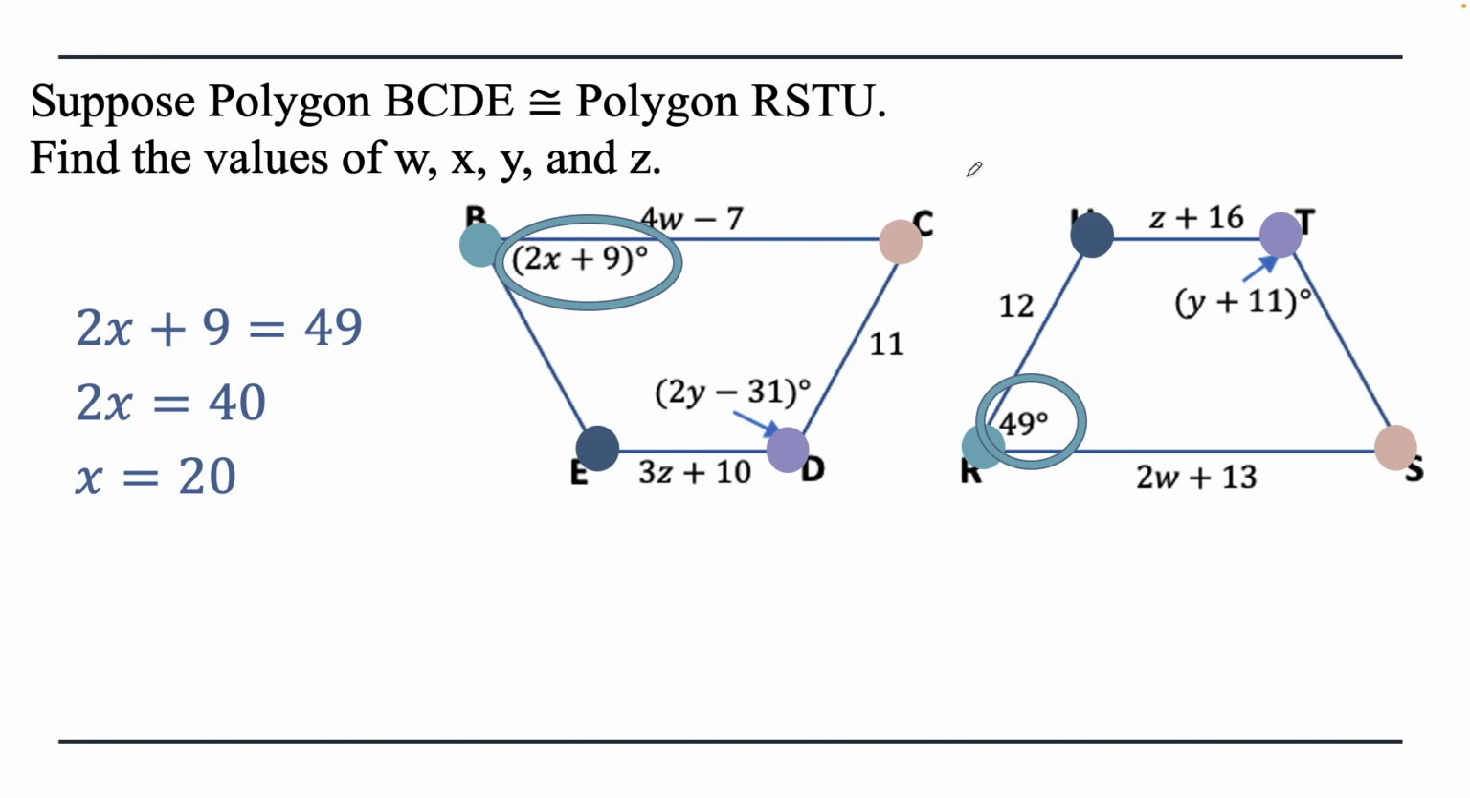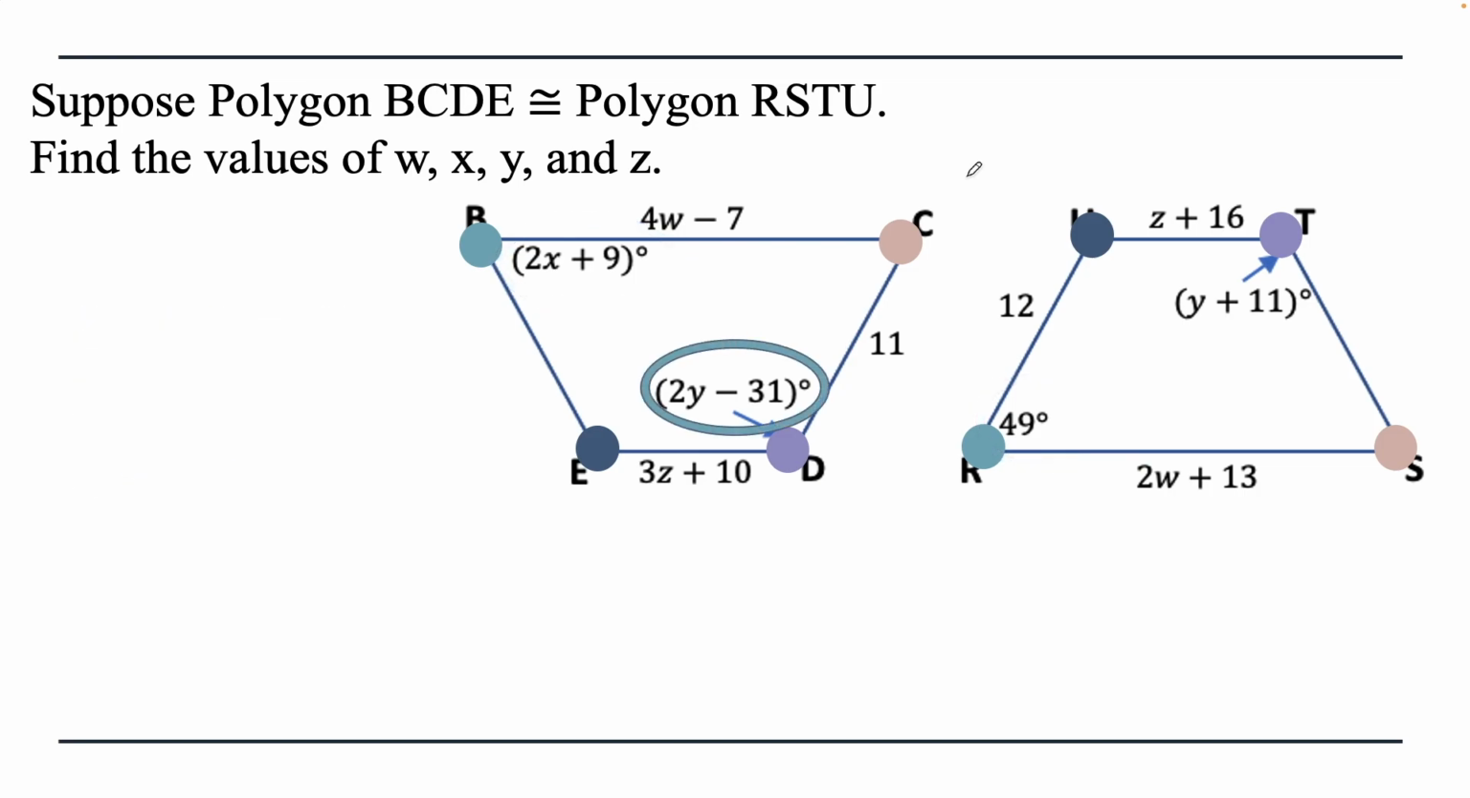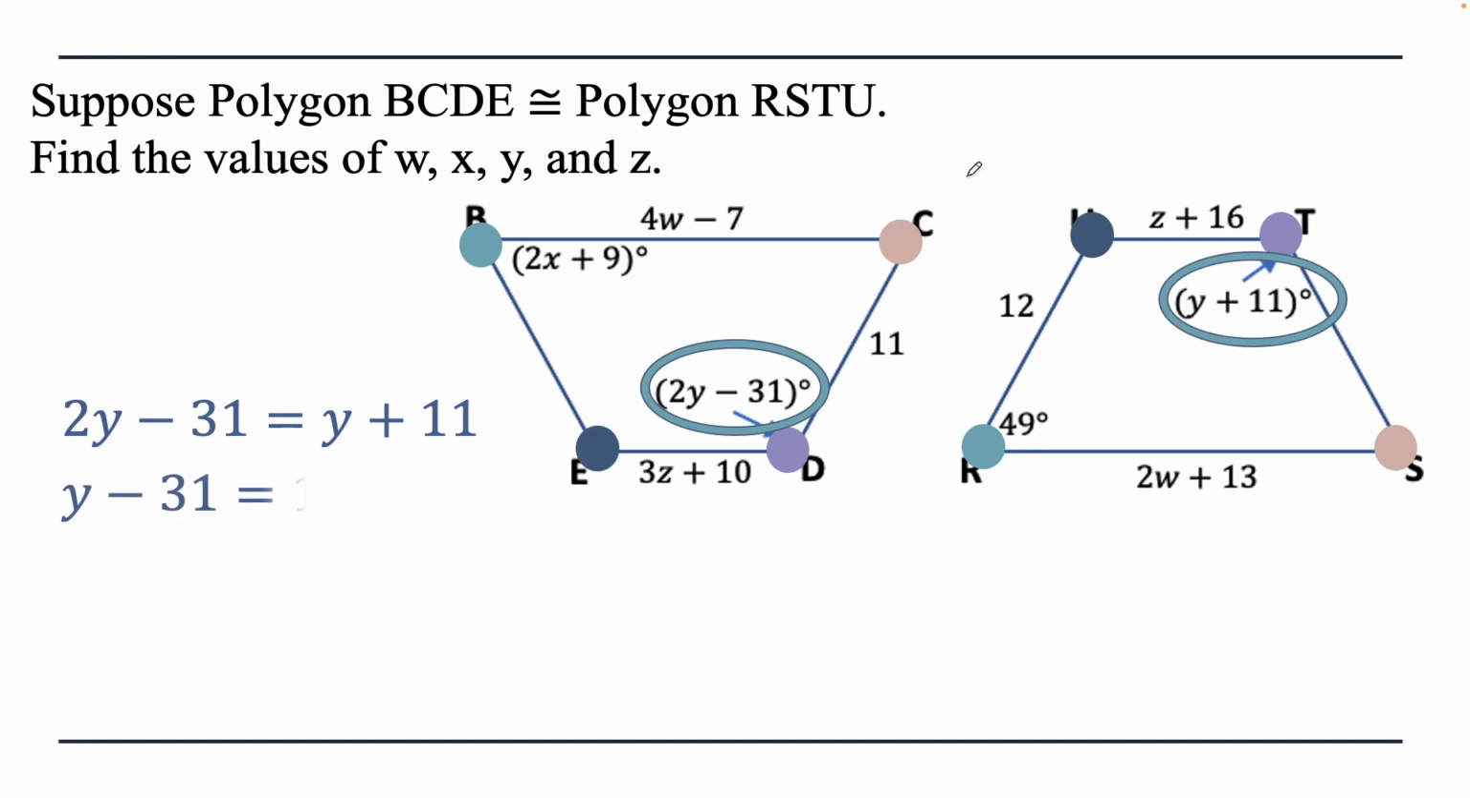Next, let's see if we can find the y's. There's one here on the purple dot, and the other purple dot also has a y. So they're both on the purple dots. Those are corresponding angles that are congruent, so we can set those equal to each other. 2y minus 31 equals y plus 11. We'll subtract y from both sides and then add 31 to both sides, and you get y equals 42.